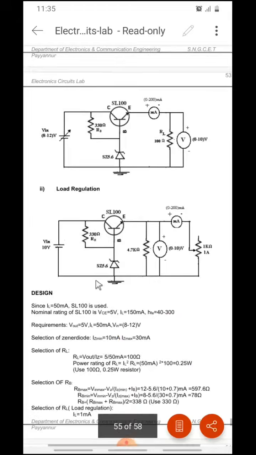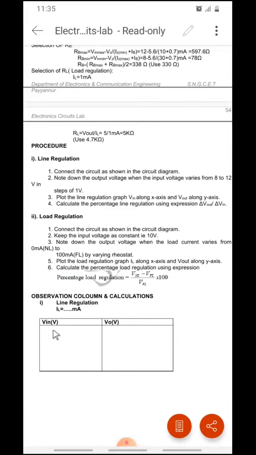Let us do first the line regulation. Actually, the line regulation is the curve between input voltage and output voltage. So, we have to vary the input voltage between 8 to 12 volt, and we have to observe the output voltage, and we need 5 volt at the output. So, that is the regulated output.